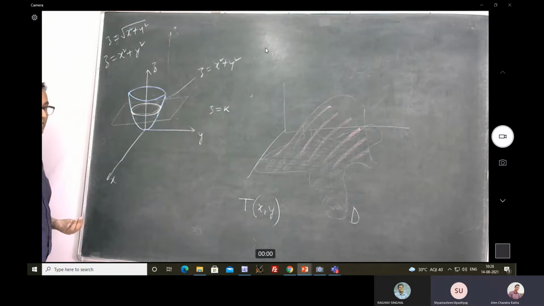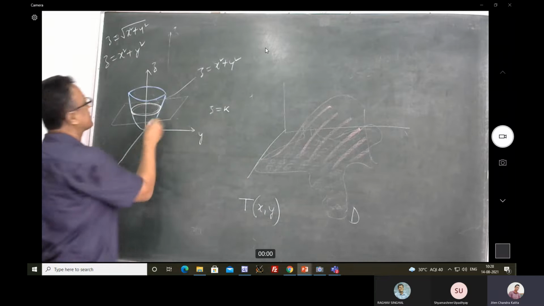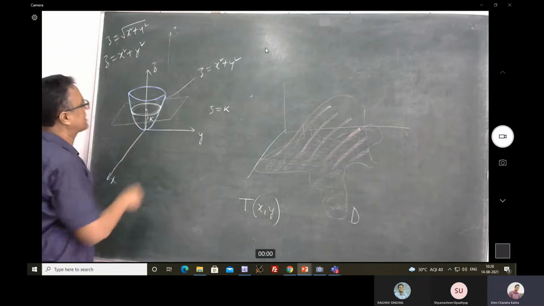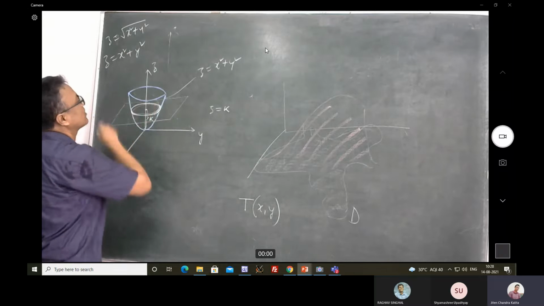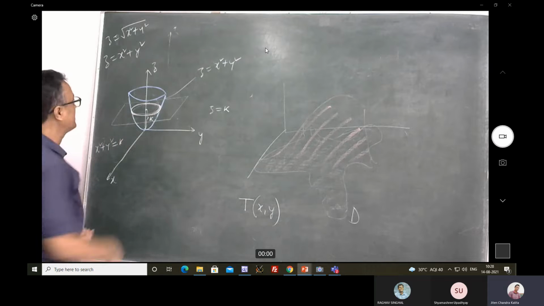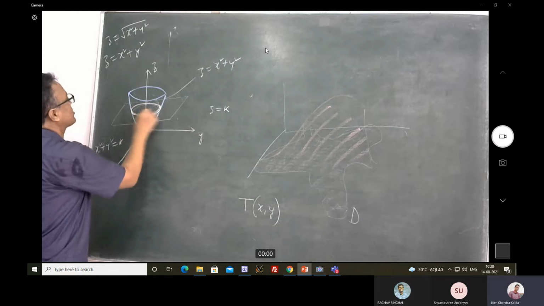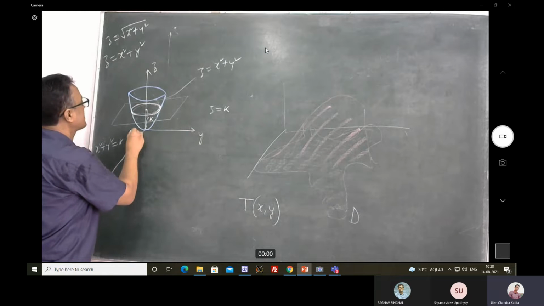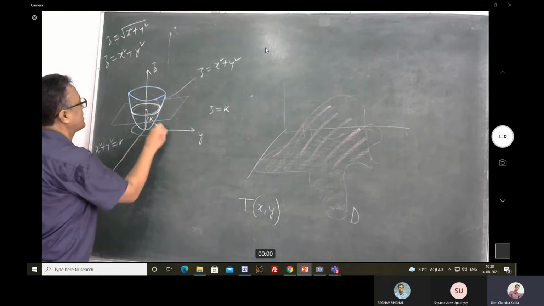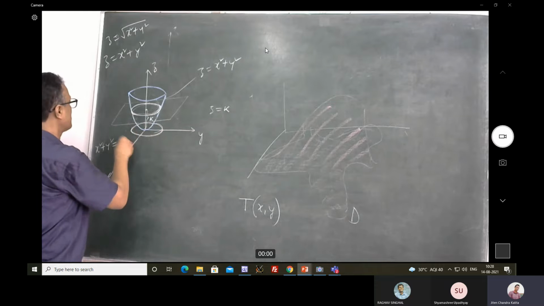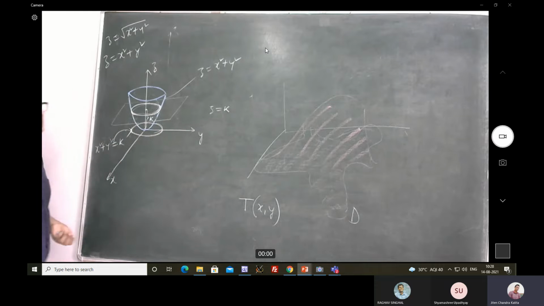Right? Because this height is k, this height is k. So this circle will be given by x squared plus y squared equal to k. Now what I can do is take the projection of this circle on the xy plane. So this circle is going to be nothing but this.